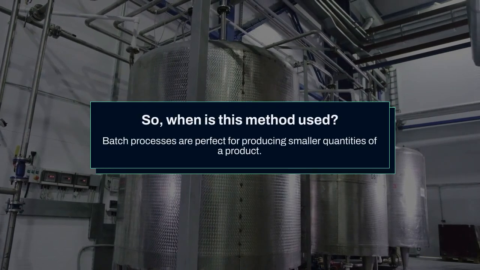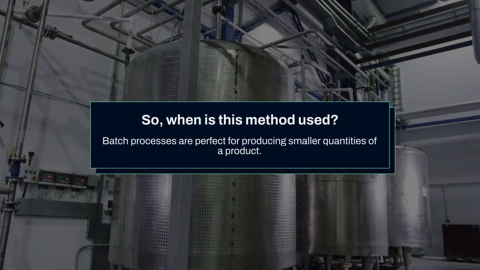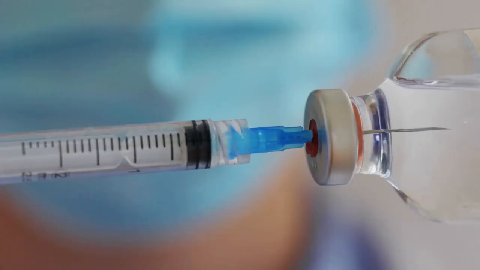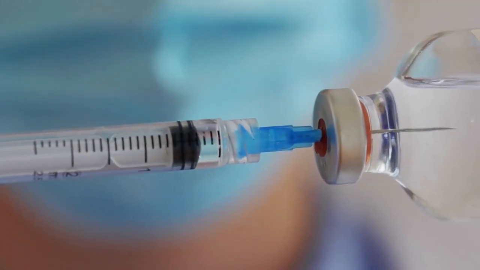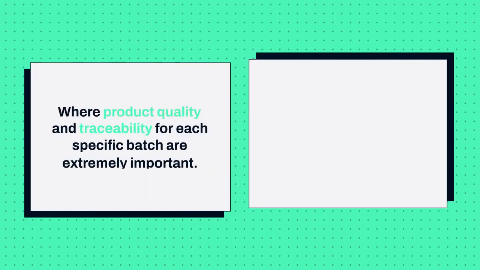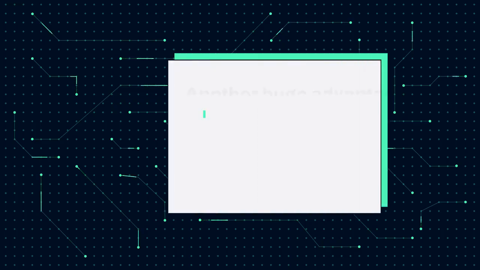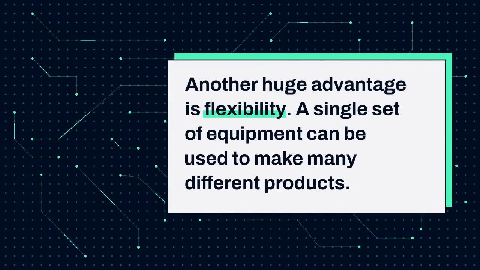So, when is this method used? Batch processes are perfect for producing smaller quantities of a product. They are heavily used in industries like pharmaceuticals, specialty chemicals, and food production, where product quality and traceability for each specific batch are extremely important. Another huge advantage is flexibility. A single set of equipment can be used to make many different products. You can make a batch of product A today, clean the equipment, and make a batch of product B tomorrow.